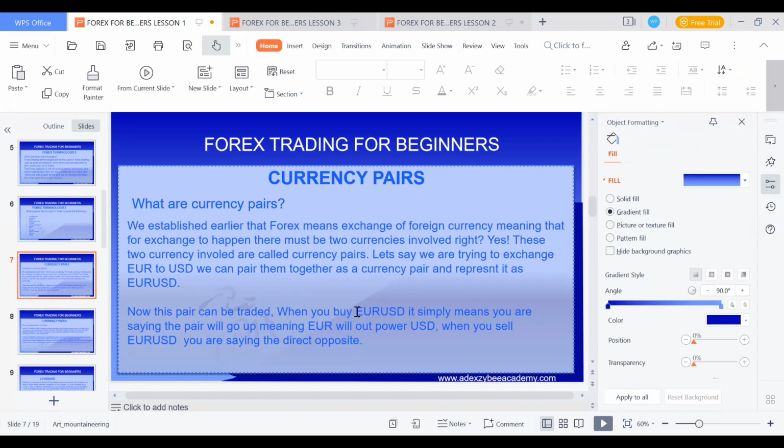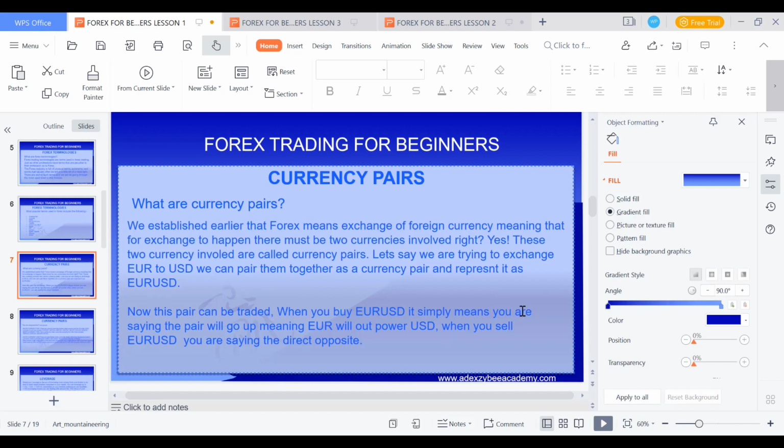These are the currency pairs that you're actually trading, and when you hear the word trading, there are no two ways around that. You'll be buying and selling the currency pairs. That's what you'll be doing. That's exactly what trading is all about.